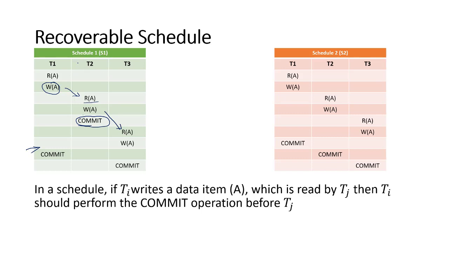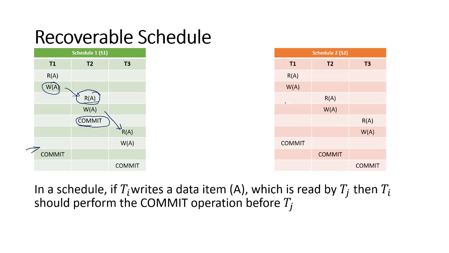T1 in schedule 1 is not recoverable because T2 is reading data which is written by T1, and T2 has committed before T1 has finalized or terminated its job. Now consider schedule 2. The operations are the same, but we have changed the order of the commit operation.